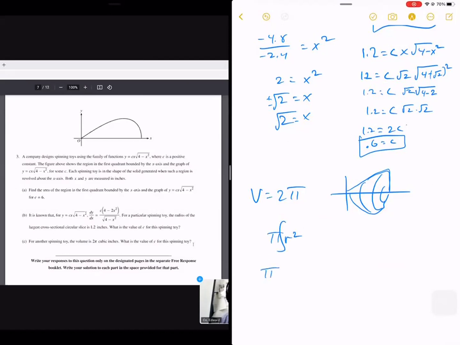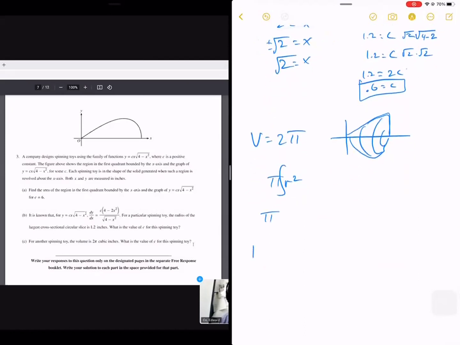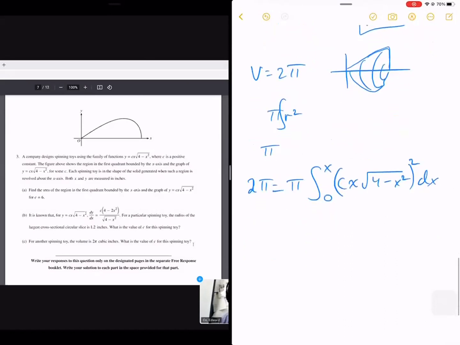Now the problem is, okay, we have 2 pi is equal to pi integral from 0 to, we don't even know the x value, 0 to x of cx square root of 4 minus x squared dx. And then we're going to square this, pi r squared, okay? So this is a non-calculator problem.